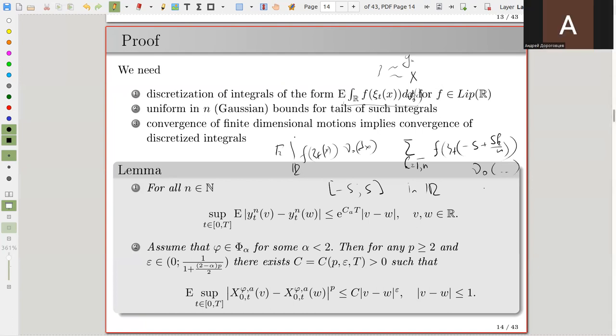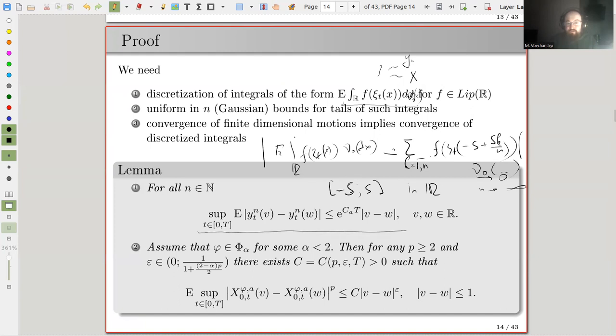Okay. So I need two things. To get rid of tails, because I want a discretization of a finite interval. And I want to guarantee that when the discretization happens, the error goes to zero when n goes to infinity. So this guarantees that this error goes to zero for these approximate flows. And this is the lemma that guarantees that the same happens for the original flow.